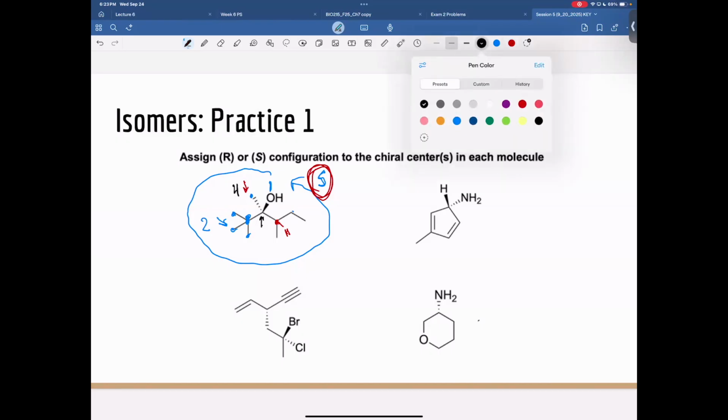All right, going on. We're going to look at this next one right here. So we look at that first layer. We have a hydrogen, we have a carbon, another carbon, and a nitrogen. Nitrogen has a higher atomic number than carbon, so nitrogen will automatically be 1. And then looking at the other ones, we have a hydrogen and then 2 carbon groups. Hydrogen is lower than the 2 carbons, so hydrogen will be 4.